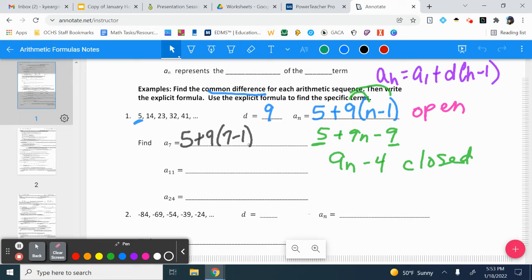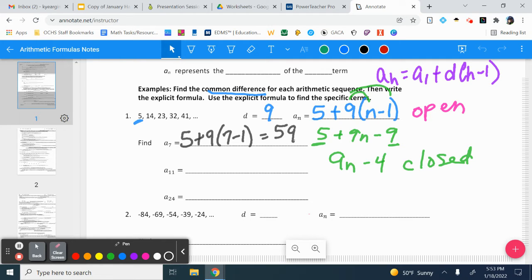Make sure that that 7 minus 1 is going to be in parentheses, because if it's not, the calculator is going to give you a wrong answer. Also, if you can do 7 minus 1 in your head, then that's fine. You can go ahead and just type in a 6. But when I do this, I will get 59. Now that's by using the open formula.